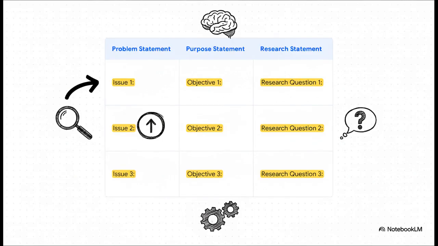Just look at how clean and simple this is. The alignment matrix is really just a basic table. Column 1 is for your problem issues. Column 2 is for your purpose objectives. And column 3 is for your research questions. Each row creates a single, direct, logical link. This thing isn't just about organizing your thoughts. It actually forces you to think in a structured, aligned way from the get-go.